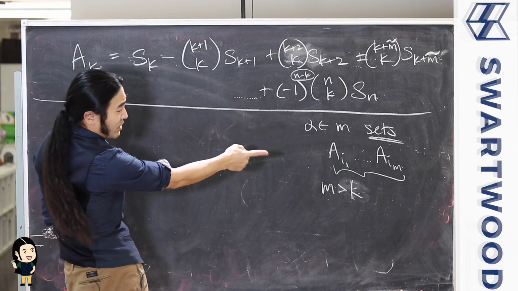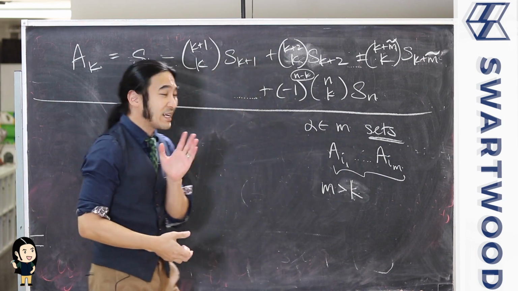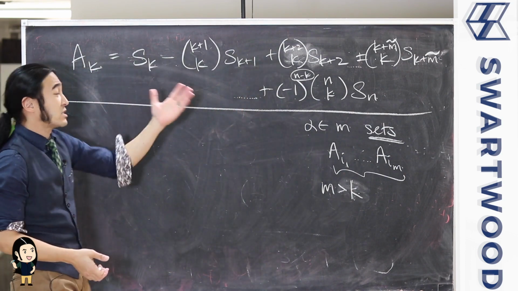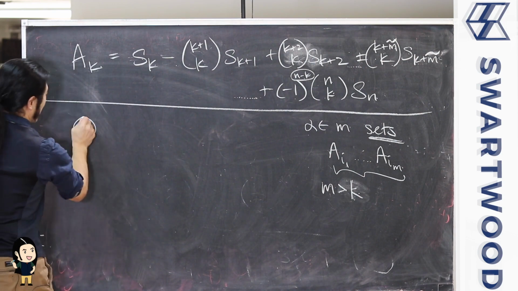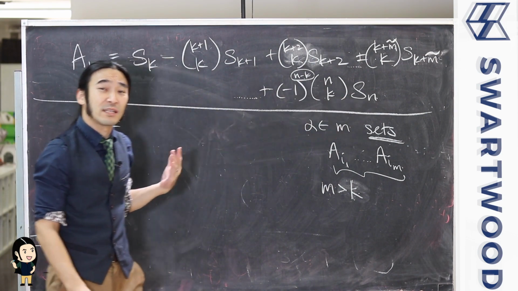Now, if M is greater than K, that means it's in the intersection of M sets. So it's not in exactly K sets, so it doesn't belong. So on the left-hand side, it would be counted 0 times. Now the question is, how many times would it be counted on the right? Hopefully it's going to be 0.